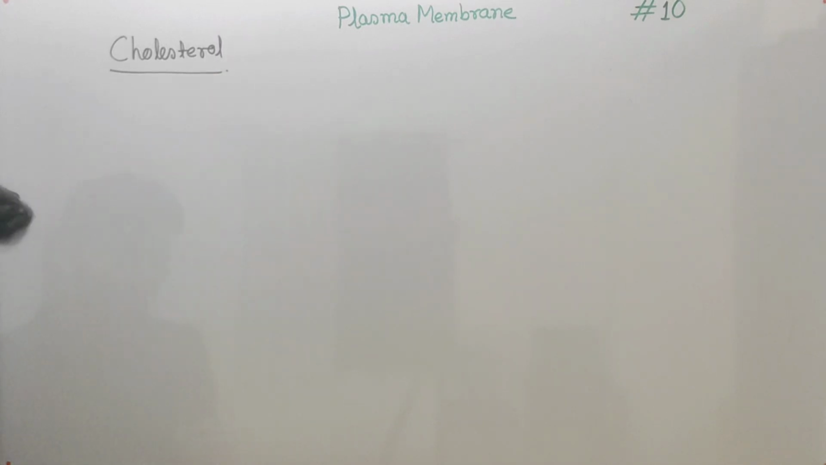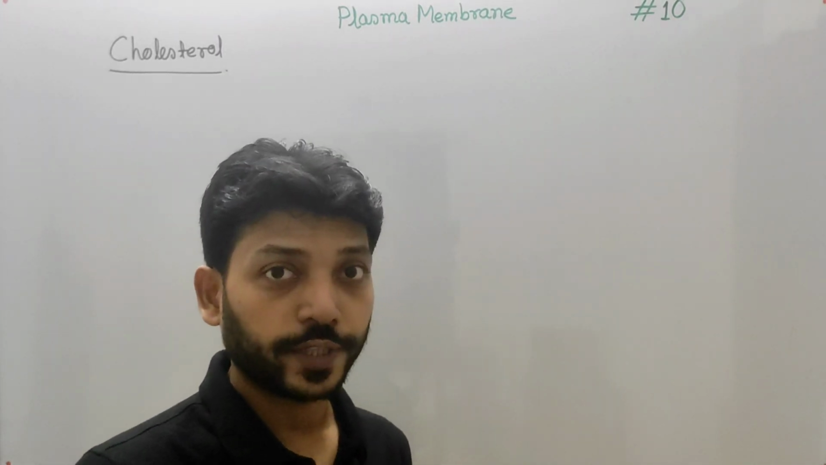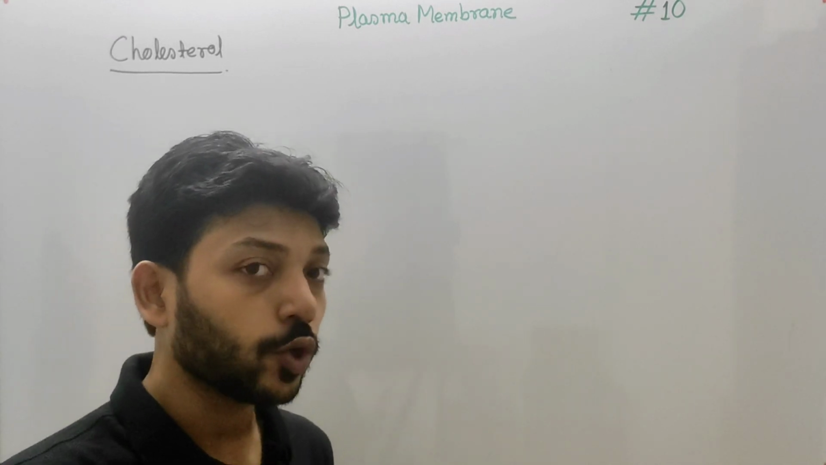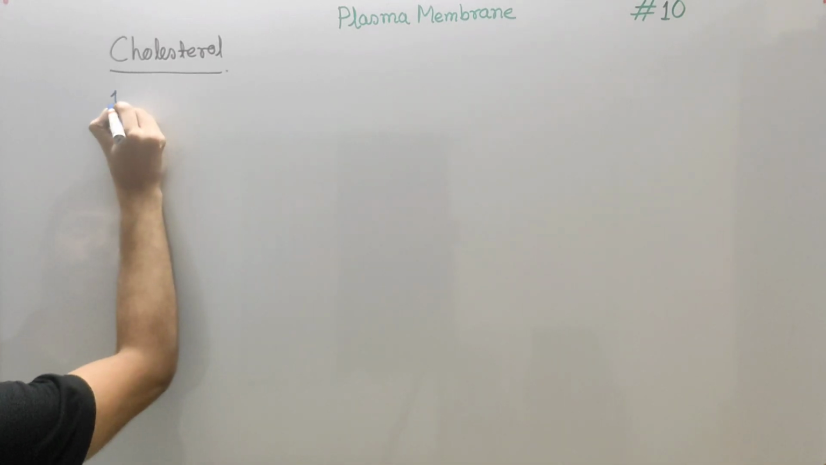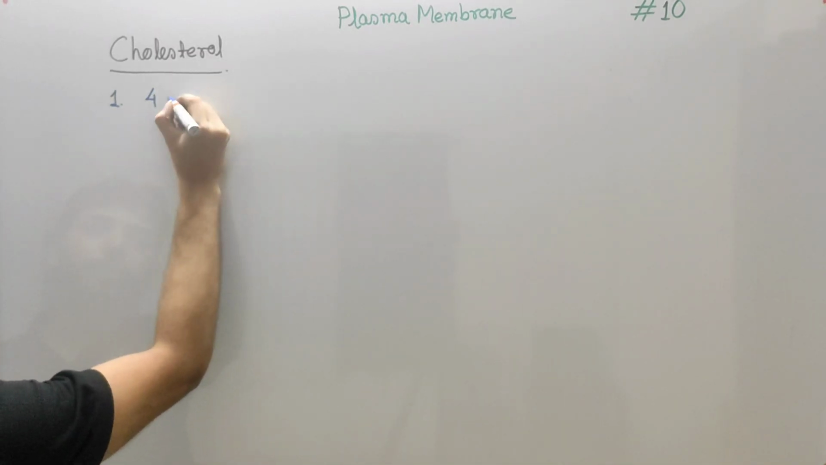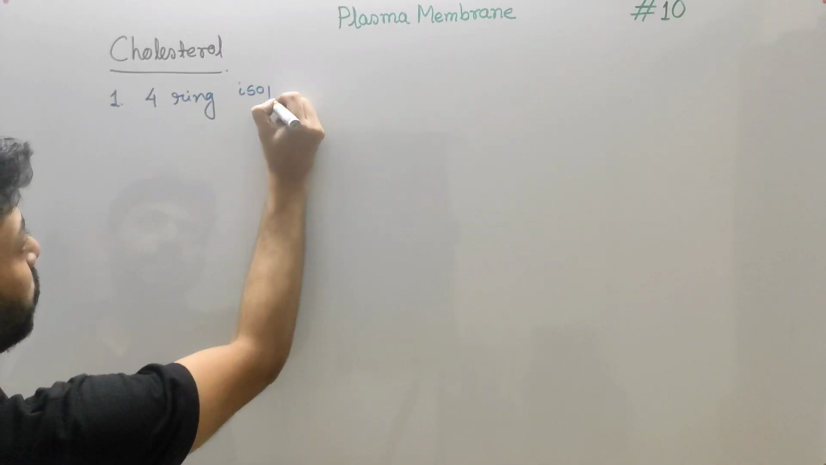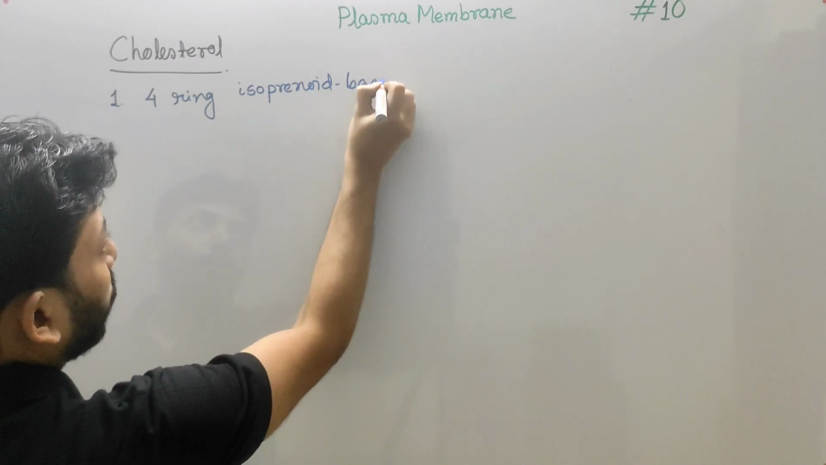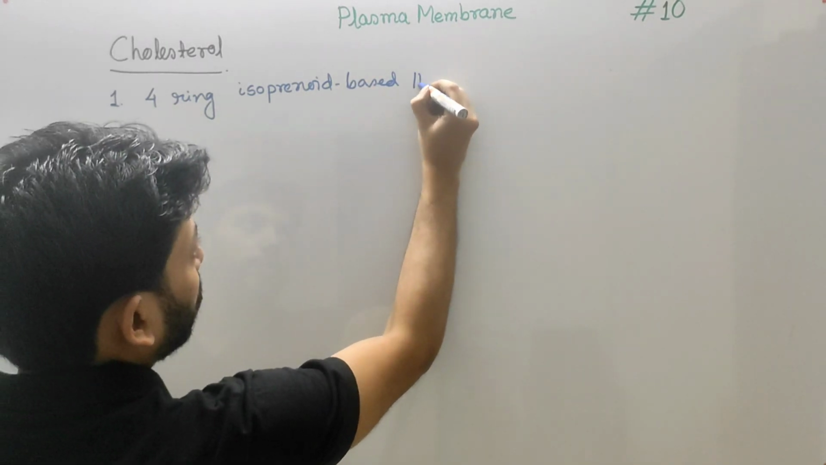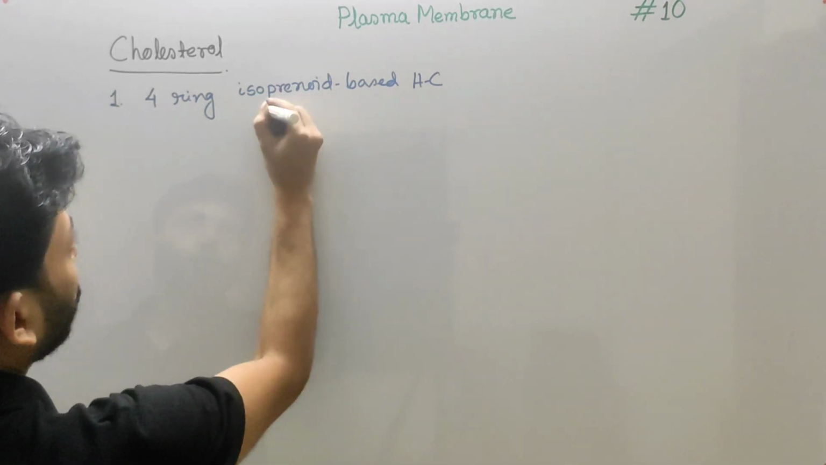Okay. So at first we have to remember that, as I have mentioned, the backbone of phosphoglyceride lipid molecules is glycerol. The backbone for sphingolipids is sphingosine, and in case of cholesterol the backbone is actually a four-ring isoprenoid based hydrocarbon molecule. So this is the backbone. I'm writing here, this is the backbone of this molecule.